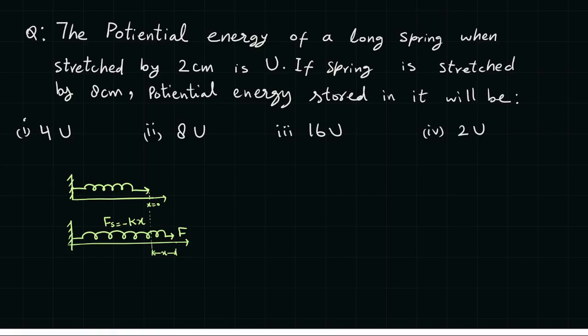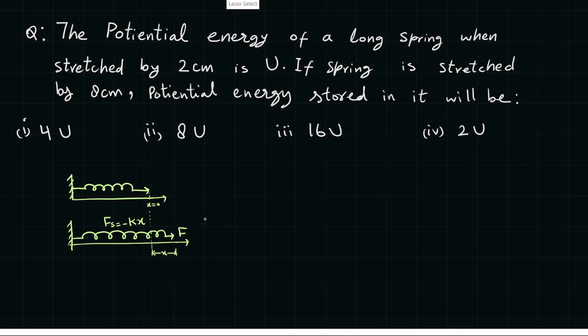Hello friends, in this video we will be solving a problem related to potential energy of a spring. It is given that when a spring is stretched by 2 centimeters, the potential energy stored by the spring is U, and when the spring is stretched again by 8 centimeters, what will be the potential energy stored in it? These are the four given options.